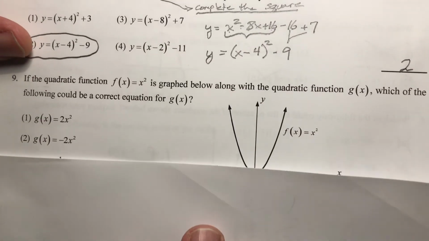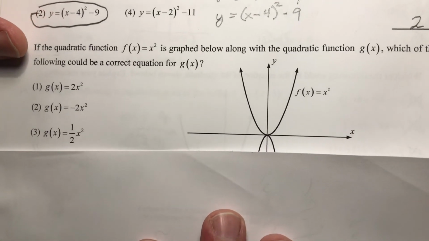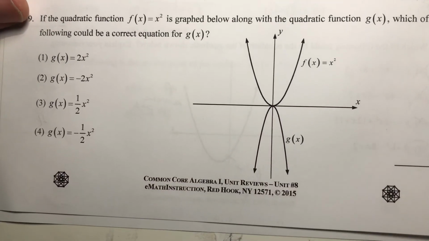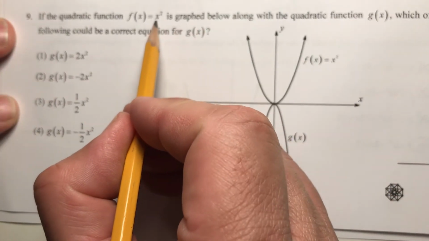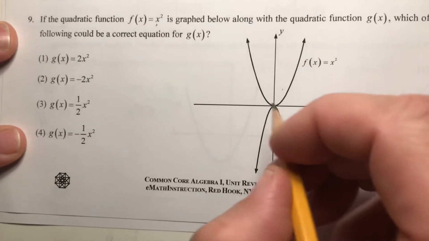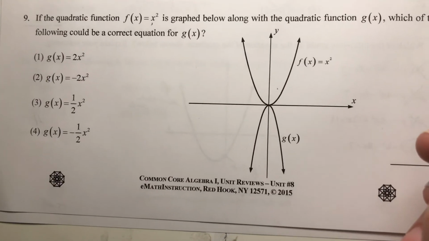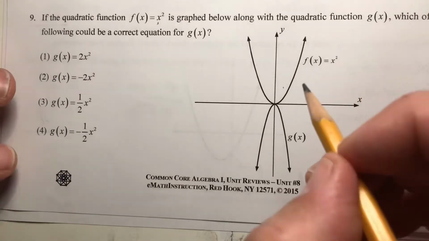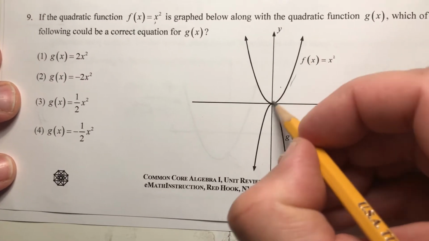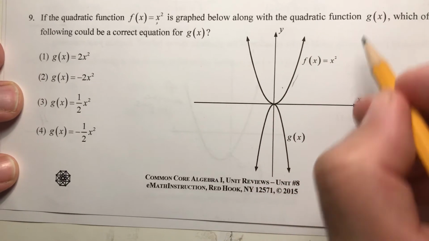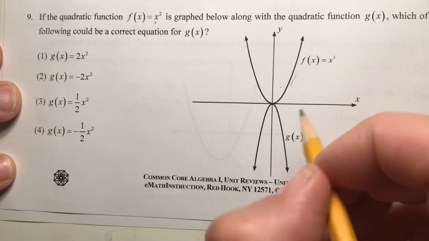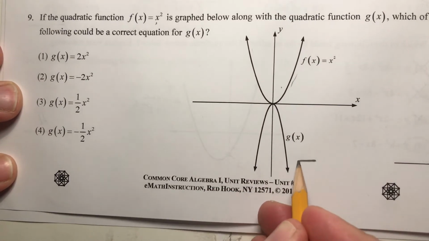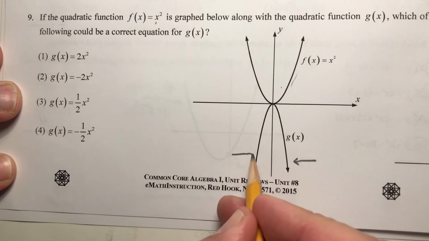All right, number 9. We're analyzing a graph. We got our basic parent function, x squared. Oh, sorry, hit the grid. Hold still. Okay, so this is x squared. That's basic. And then we got g of x, which is now opening downwards. And honestly, it looks like the arms have squeezed in a little tighter.